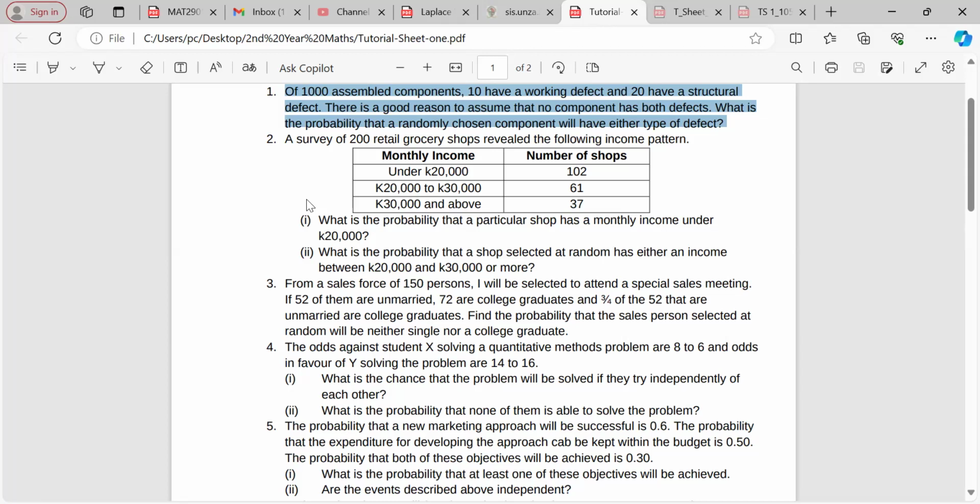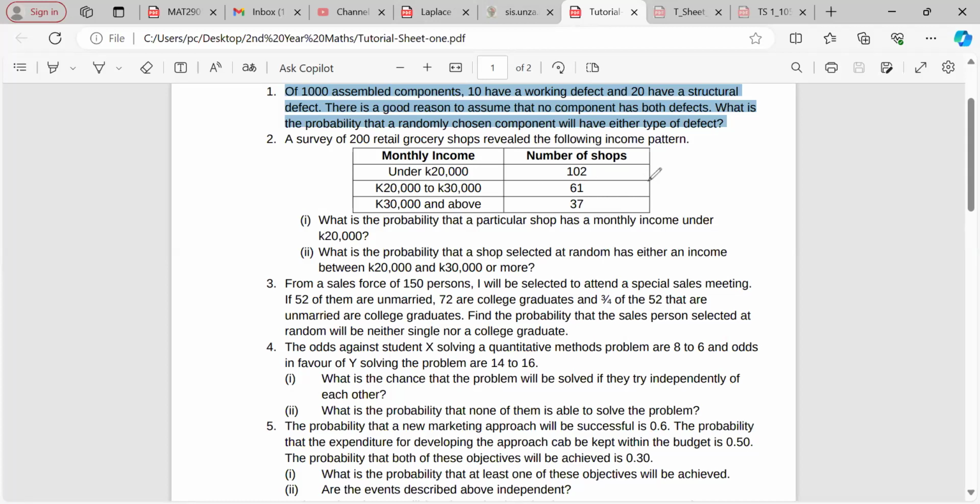So these are the simplest probabilities. So you're looking at under 20,000, and then what's the probability that a shop selected at random has either an income between 20,000 and 30,000 or has more? So what is the probability that it falls in the second category or third category? The first one is what's the probability that it falls in the first category.